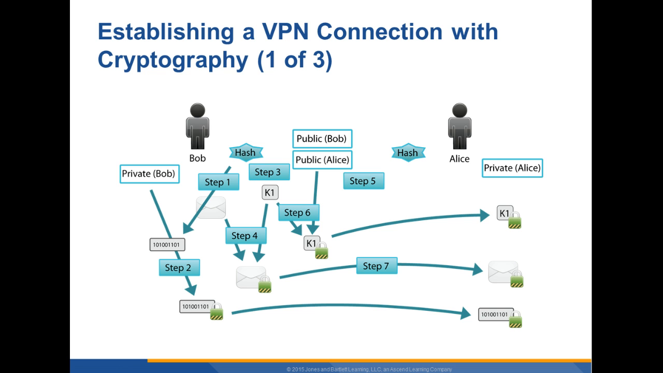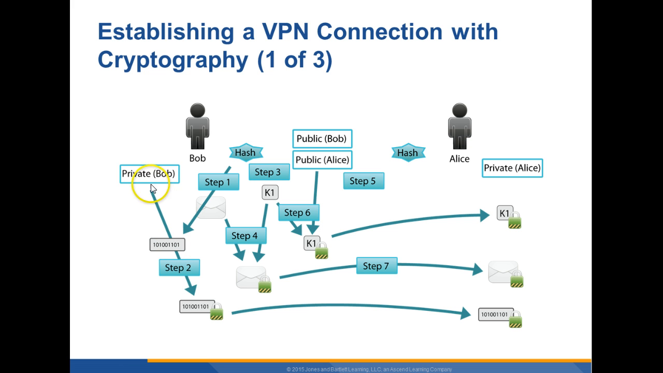Here we have the first of 3 slides describing how we establish a VPN connection with cryptography. Bob and Alice, and Bob trying, of course, to send the message to Alice. So let's go through this step by step. In step 1, Bob computes a hash from a message. So you can see the hash here in step 1, and we get some result.